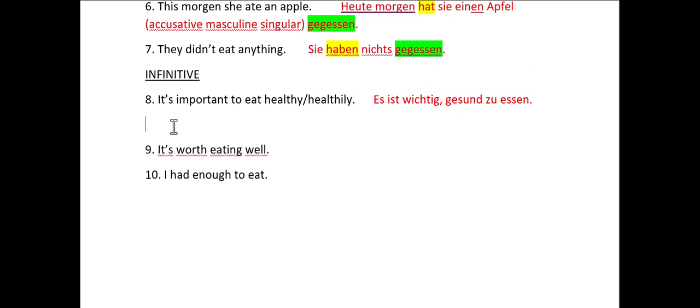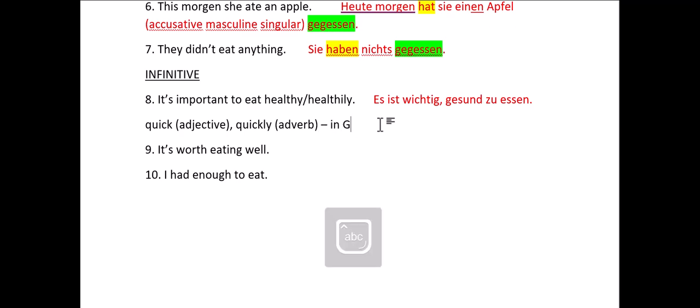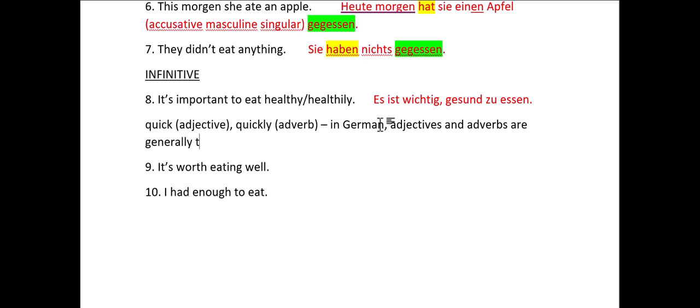Think about quick and quickly. So we add this ly to make the adjective into an adverb. But in German, adjectives and adverbs are generally in the same form. So you just use your adjective as an adverb.